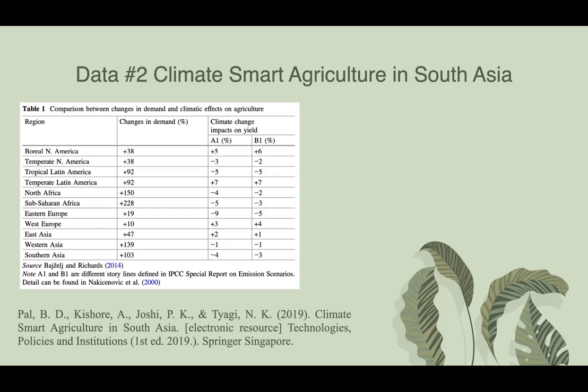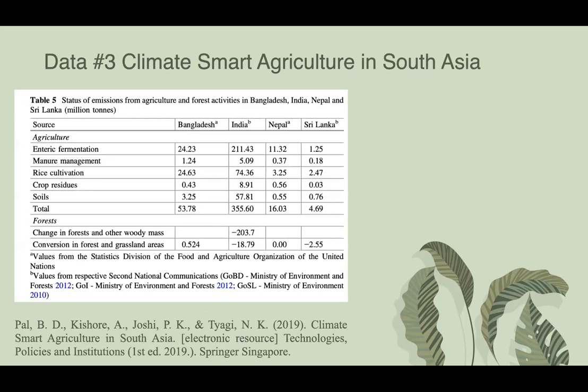And it also is showing the climate change impacts on yield, where you can see that South Asia's are in one of the higher numbers of being very negative. The last data I used was from Climate Smart Agriculture in South Asia also, and this was the fifth table shown. You'll see the other three later in this presentation, but this one shows the status of emissions from agriculture and forest activities. If you look at the bottom, you can see our change in forest and the woody mass, and also our forest and grassland areas. And you can see in India, where we're looking in the South Asia region in Siberia, it is highly impacting our agriculture.